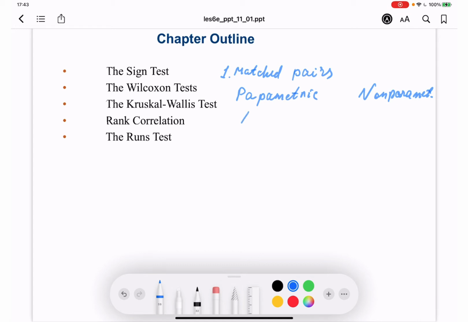In the case of a parametric test, we are going to use the t-test. In the case of a non-parametric test, we are going to use the sign test or the Wilcoxon signed-rank test. We're going to learn these. Next, the efficiency rating of non-parametric tests with a normal population. Here, efficiency would be 63% for the sign test, okay? For Wilcoxon, it's going to be 95%.